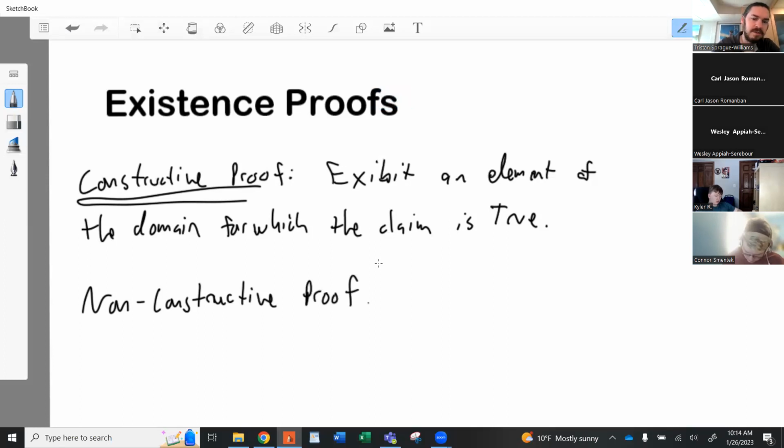Which is anything else. A non-constructive proof is any proof of existence where you don't actually end up with an example when you're done. You just don't have one. I want to show you a fun example of a non-constructive existence proof, and then we'll prove the same thing constructively.